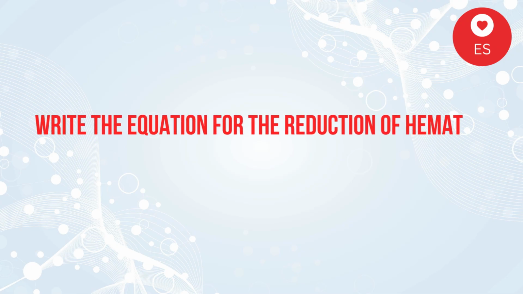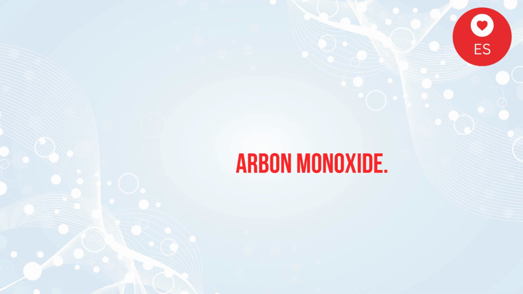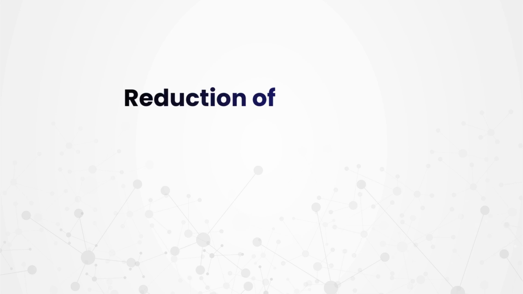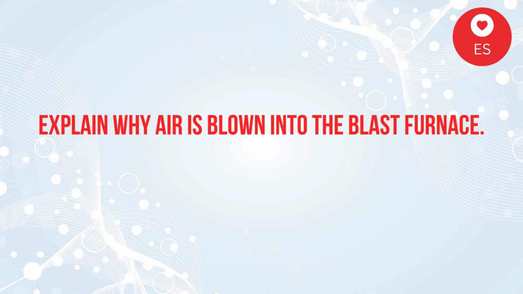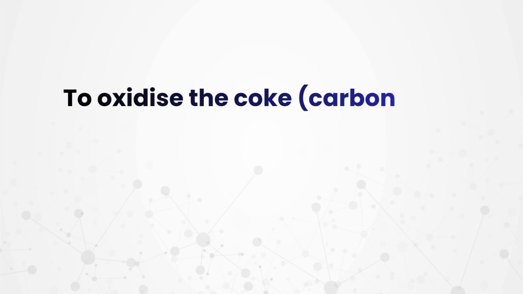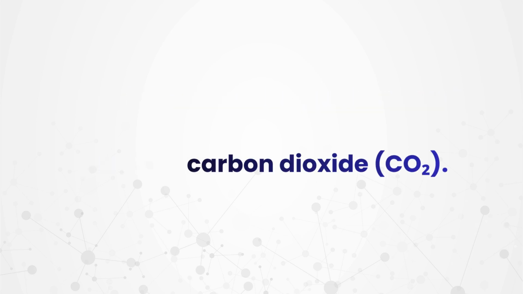Write the equation for the reduction of hematite by carbon monoxide. Reduction of hematite: 3CO + Fe2O3 gives 2Fe + 3CO2. Explain why air is blown into the blast furnace. To oxidize the coke and produce carbon dioxide.